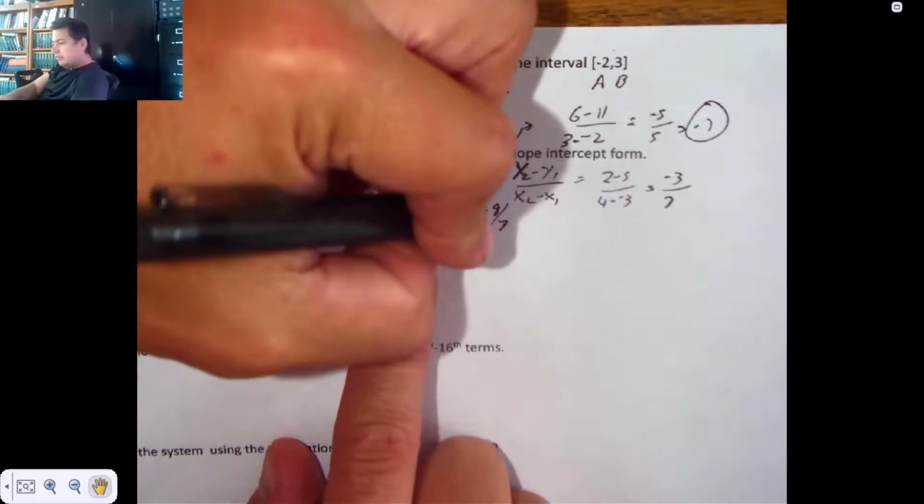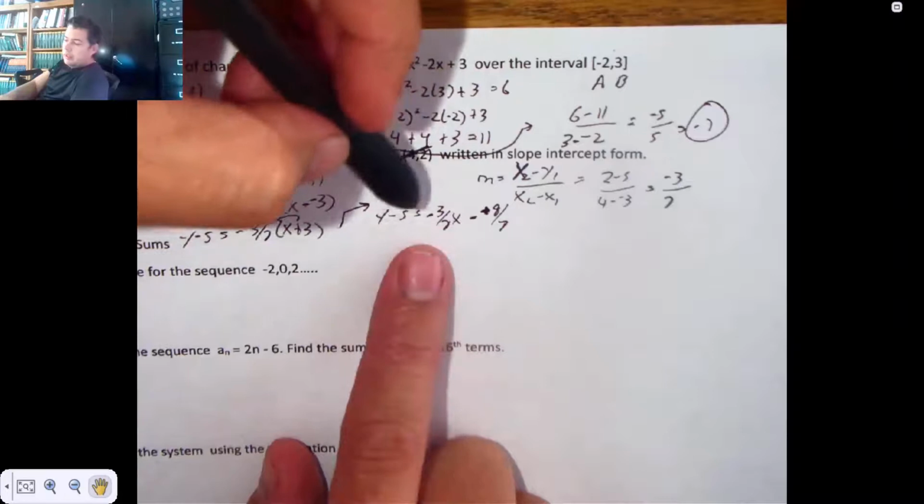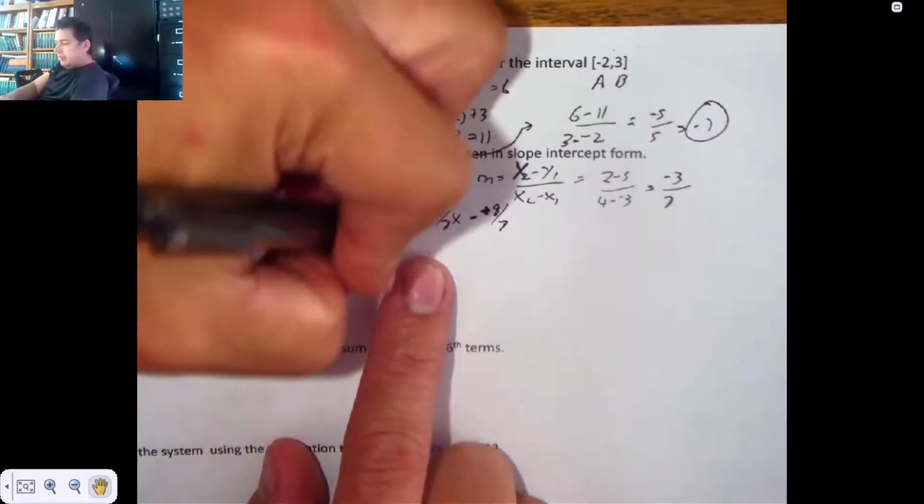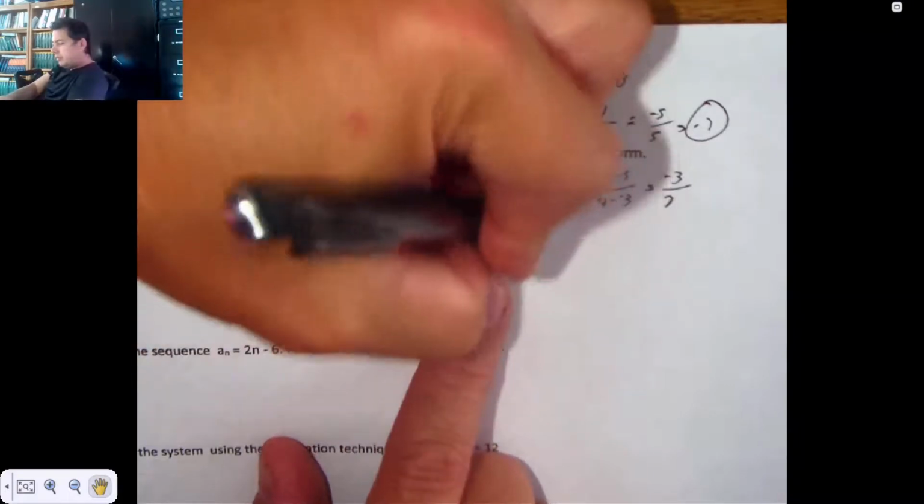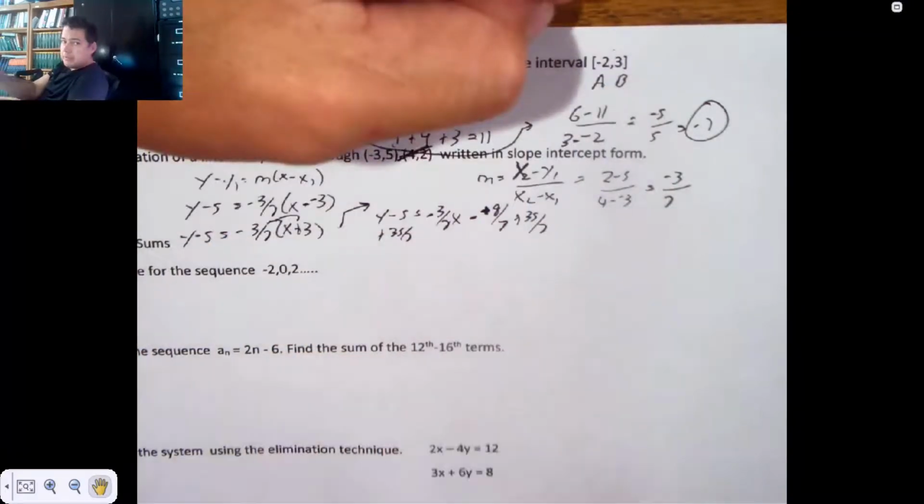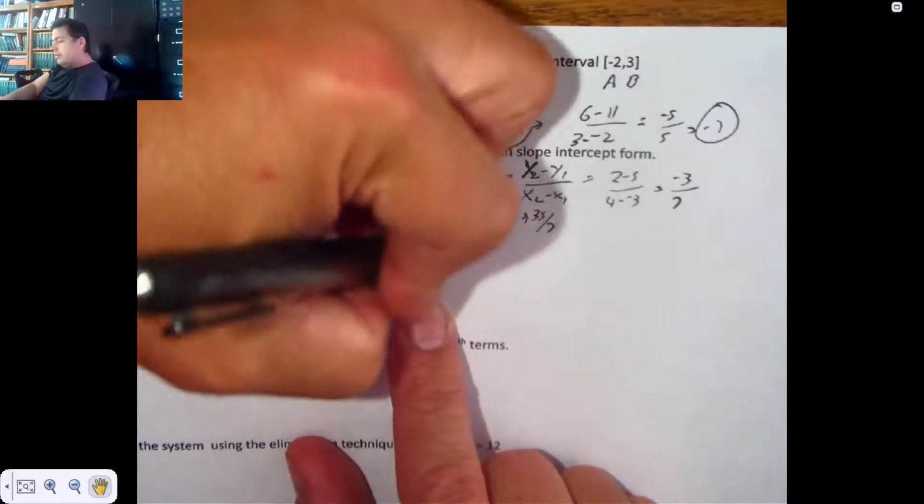I don't need that. That was a mistake there. I didn't need minus a negative. All right, now I need to add 5. 5 is actually 35/7. So it's actually going to be 35/7 that I add to both sides, because 35 over 7 is 5. So y is -3/7 of x.